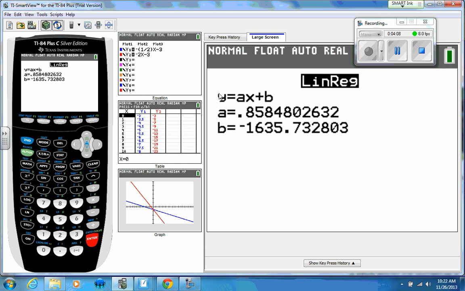So the equation of the line reads y equals 0.85 or 86, but since we're in applied and we want to keep as many decimals as possible till your final answer, let's keep at least 4 decimals. So it'd be y equals 0.8585x plus b, but b is negative, so it'll be minus 1635.73. Okay, and that's your actual equation for the line of data that you fit, so that's question A.